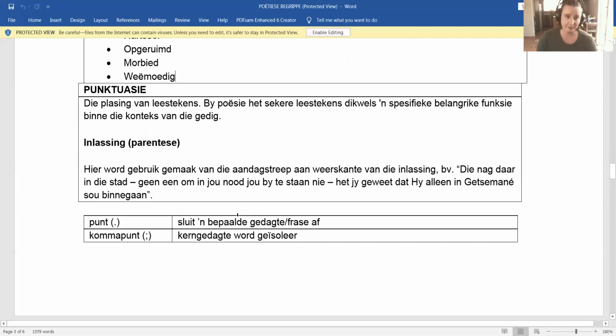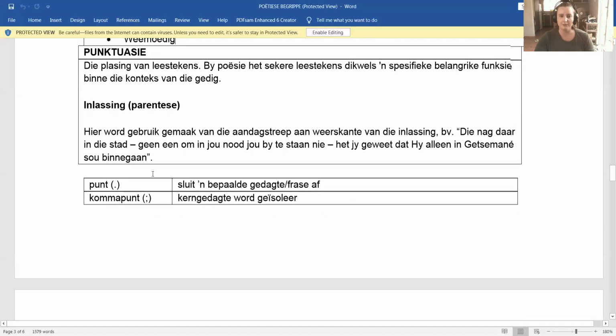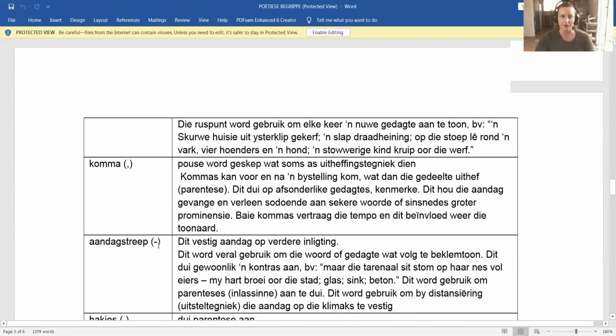Okay, punctuation. This is basically your normal punctuation, and certain punctuation in a poem has a special function in the context of the poem. If you're looking at parenthesis, that is when you put in a little streepie. This gets used to say that there's a whole new thought. So let's look quickly at my little list that I've got here for you.